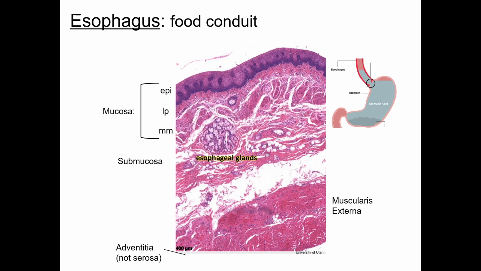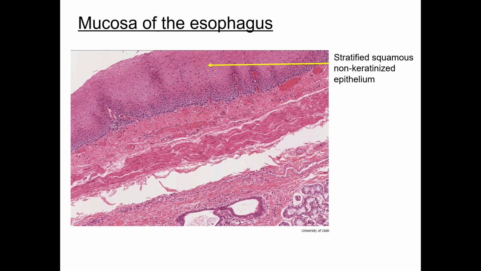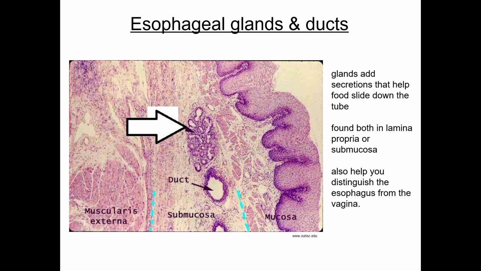well shown here. If we look at a little higher magnification, we observe that the esophageal mucosa has a non-keratinized stratified squamous epithelium, a thick lamina propria, and a smooth muscle layer of the muscularis mucosa. The submucosa contains mucus-secreting glands, the esophageal glands, which lubricate and protect the mucosa. The presence of these glands will help you distinguish vagina from esophagus in histological sections. Nearer the stomach, the submucosa may also contain glands which secrete additional mucus to help propel the bolus into the stomach.